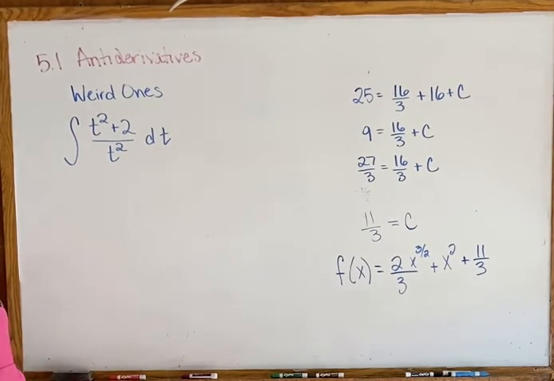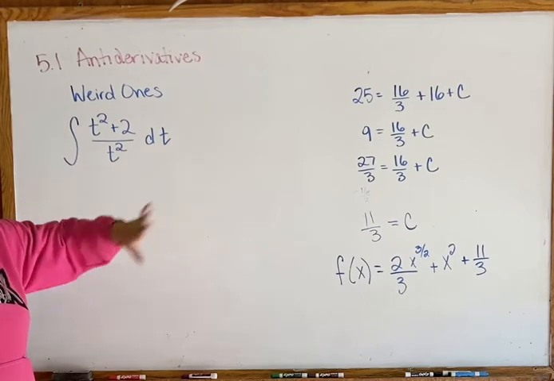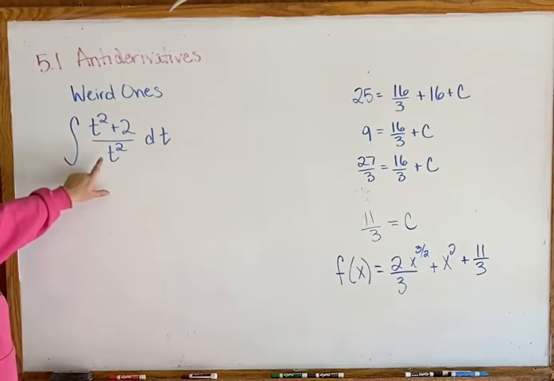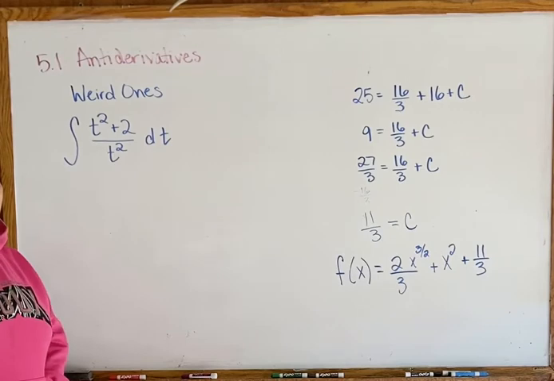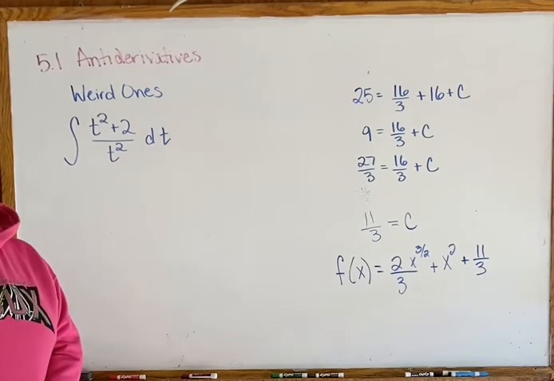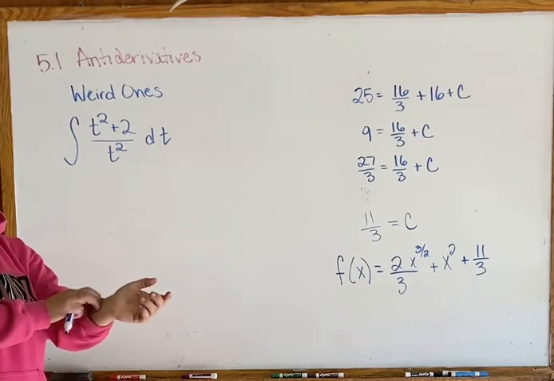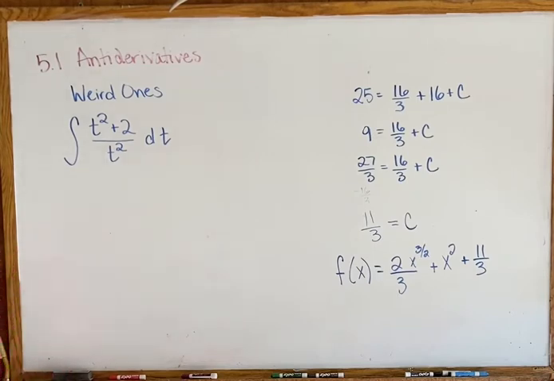So remember, we're looking at these weird ones here. So we've got the integral of t squared plus 2 over t squared dt. So the variable, don't let it bother you, okay? Still gonna do the same thing. Now, here we've got a division problem. And what we're thinking is if we were taking the derivative, we would be thinking quotient rule. So if we're gonna be taking the antiderivative, we gotta kind of think along the same lines. And I don't know about you, but I don't wanna use the quotient rule yet. I'm not ready for that, not backwards.